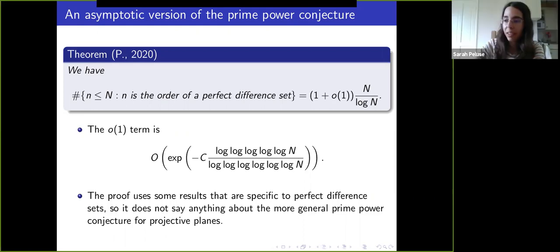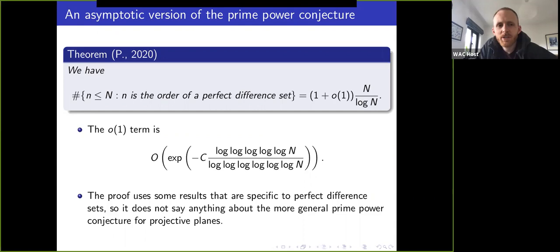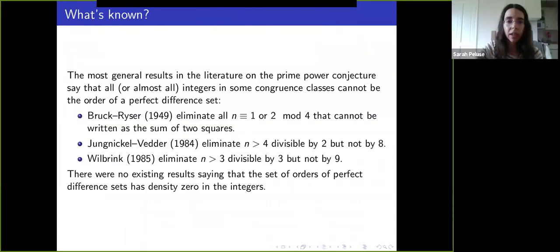Oh, I see Sean. Did your congruence conditions apply to just perfect difference sets, or do they apply to all projective planes? This result of Bruck and Ryser is for all projective planes, and these two are just for perfect difference sets.